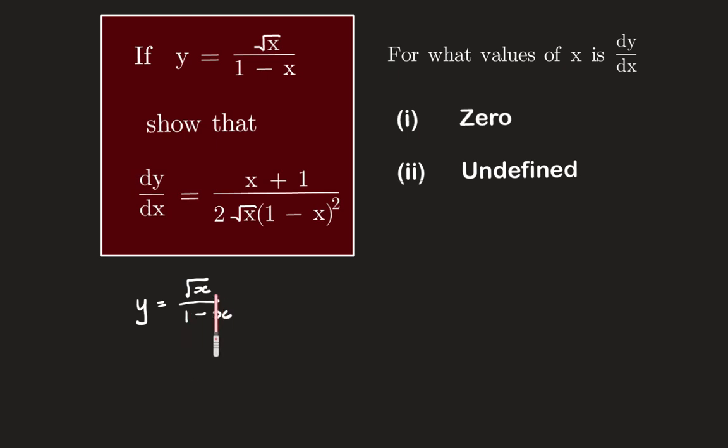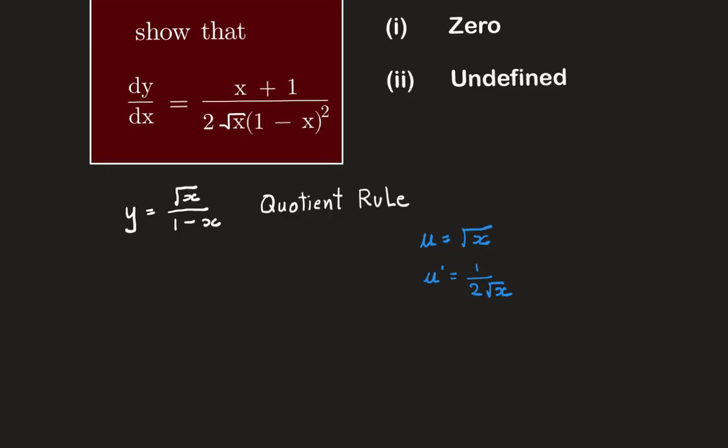This function is a rational function because it is a quotient of two polynomials, one in the numerator and one in the denominator. We need to show that this function can be differentiated into this function. So we will use the quotient rule, where we will denote that u is equal to root x, u dash is equal to 1 over 2 root x.